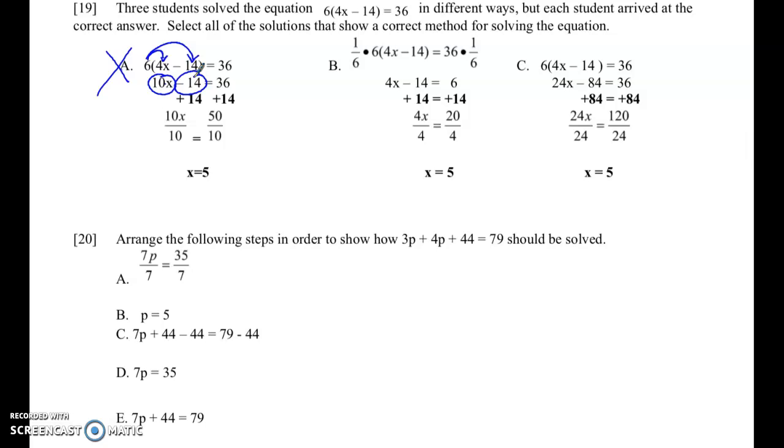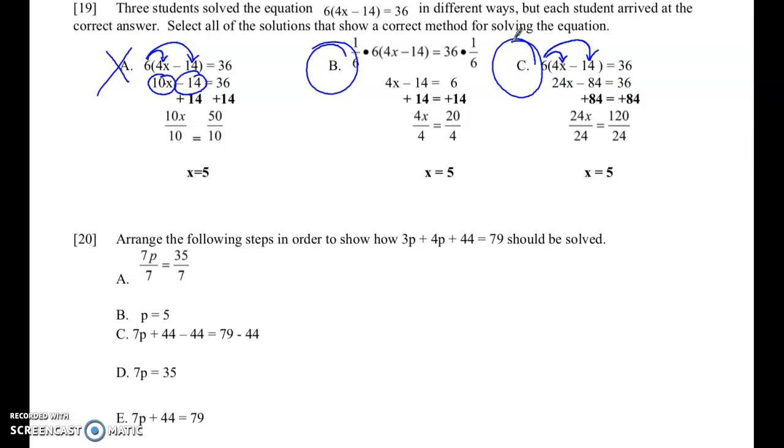They multiplied by the reciprocal. That is completely correct. And they followed through each step and did it correct. So B is a correct method for solving this equation. Also looking at C, they distributed this time. 6 times 4x is 24x. 6 times negative 14 is negative 84. C, they did it correctly. So it is a correct way to solve that equation. So number 19, the answer is B and C.